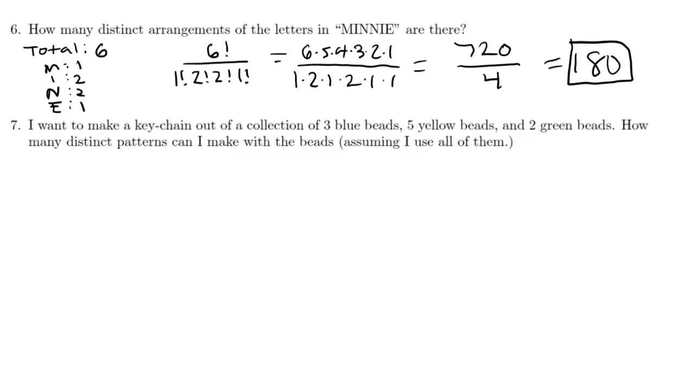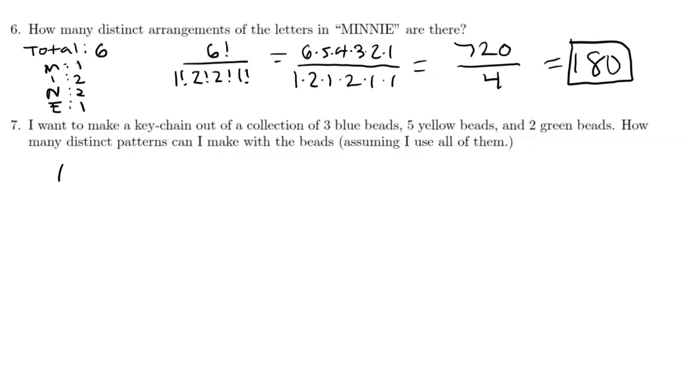Now let's just go ahead right on to question 7. It says I want to make a keychain out of a collection of 3 blue beads, 5 yellow, 2 green. How many distinct patterns can I make with the beads, assuming that I use all of them? So we might have to think about this one a little bit. It's not the distinct letters, but instead now I've got different types of beads, and we're going to assume that I can't tell the different colors of beads apart from each other. So I can't tell the blue beads apart from each other, or the yellow apart, or the green apart.